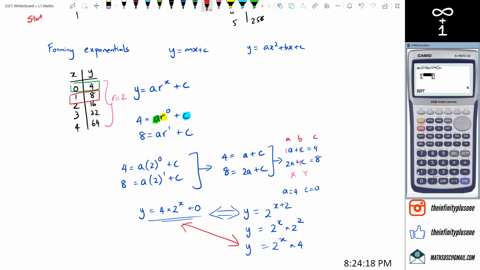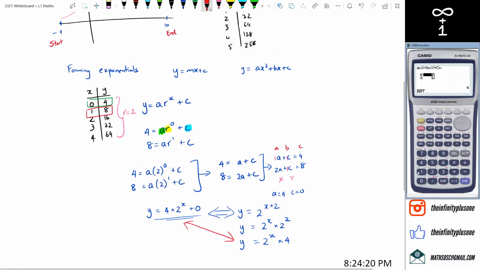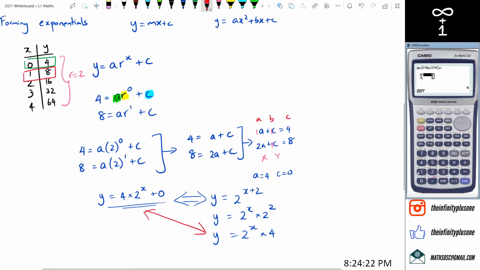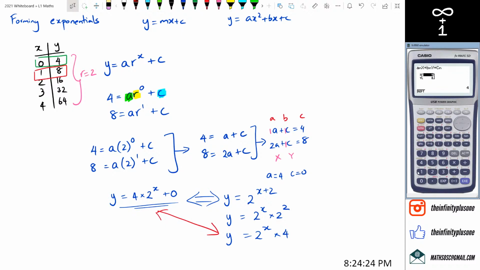And what you should see is both of these equations are the same equations. So that's to do it with a graphics calculator, with simultaneous equations. The other way you could have done it is from this step here. What you could have done is, so I'm going to put this as manual here at the moment. So I'm going to write the bottom equation at the top first. So 8 equals 2a plus c, and then 4 equals a plus c.